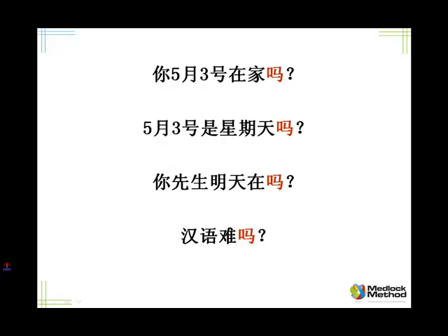Next slide here, we can see we have more questions, and then we want to change them into positive and negative form. The first question is, 你五月三号在家吗? And you want me to change it into 在不在? Is that correct? That's right. So the positive negative form would be, 你五月三号在不在家? Good. And next question is, 五月三号是星期天吗?